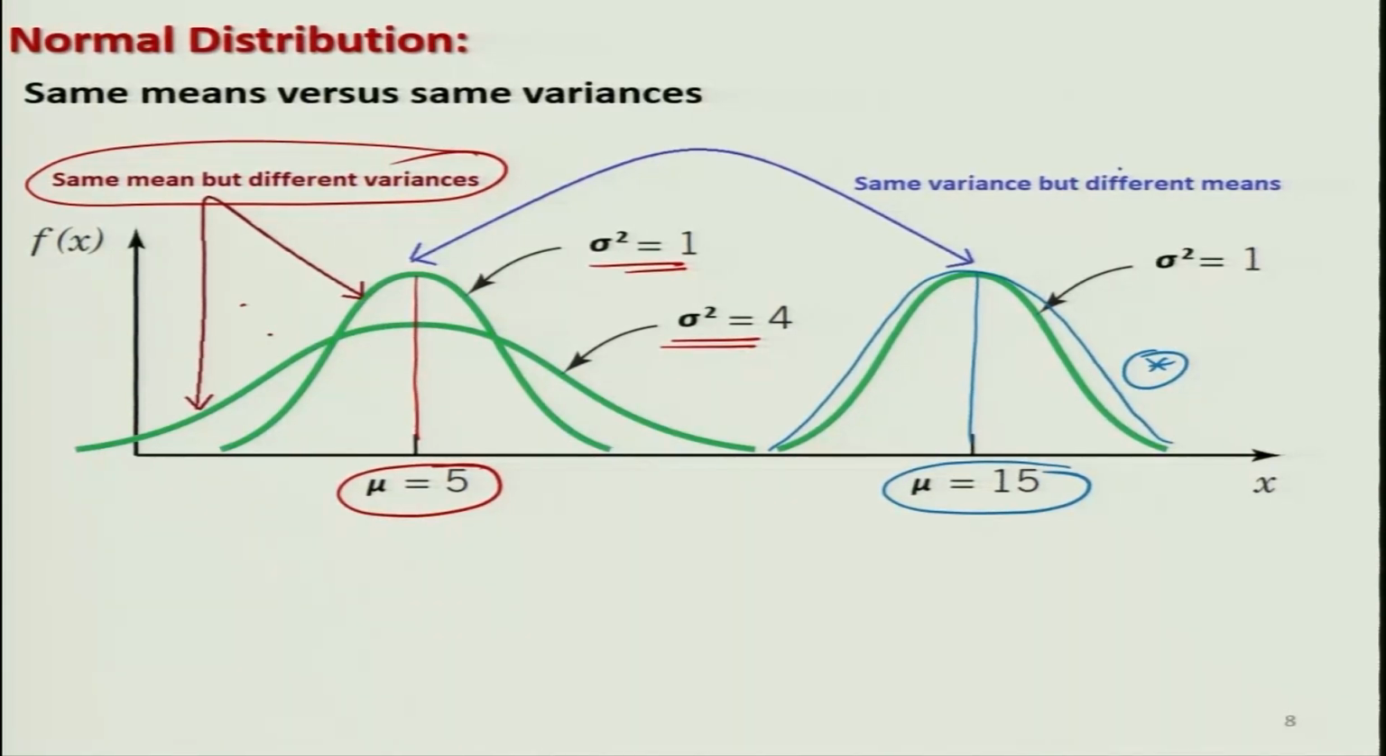And now if you try to see the same curve with sigma square equal to 1, it is plotted here also. This I try to denote by double star. Now, can you see that both the curves are identical and they have got the same value of the variance sigma square equal to 1, but their means are different. So, what does this mean?